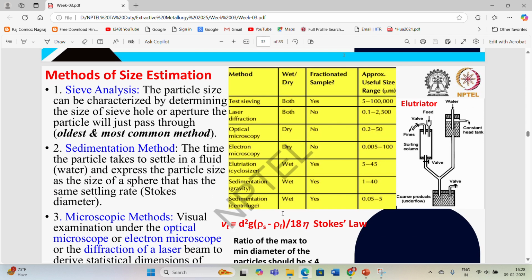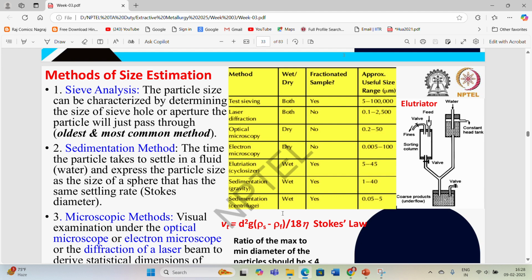So there are various methods of size estimation, the first one is sieve analysis. In the sieve analysis, the particle size can be characterized by determining the size of the sieve hole or aperture the particle will just pass through.